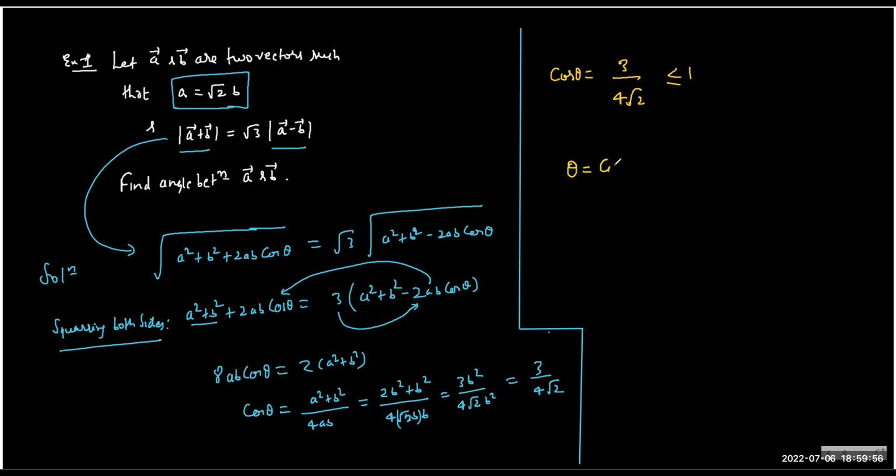theta equals cos inverse, which is like a function. This is the way of writing. Cos inverse of this number gives the angle. So if you have a calculator, I will show you how to get the answer. You can use either a mobile calculator or a laptop calculator. It should be scientific.